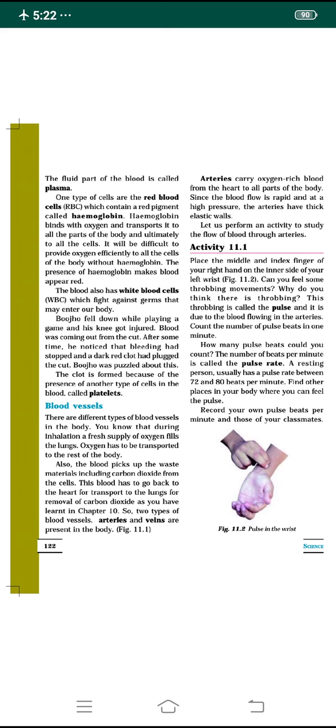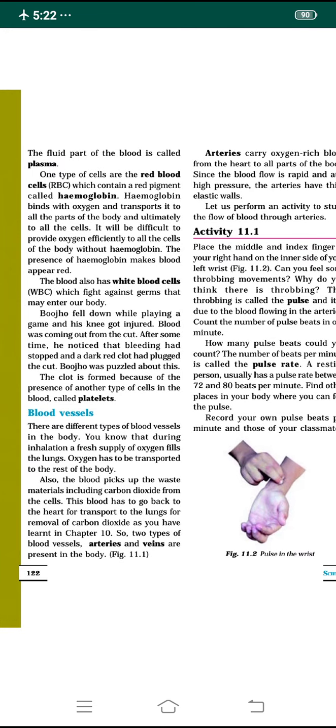We know that during the inhalation process a fresh supply of oxygen fills our lungs. Oxygen has to be transported to the rest of the body. During respiration we breathe in oxygen, which is supplied to our lungs, and from the lungs it has to be transported to each and every cell of the body. How is that oxygen supplied from the lungs to each and every cell of the body? For that we need vessels.